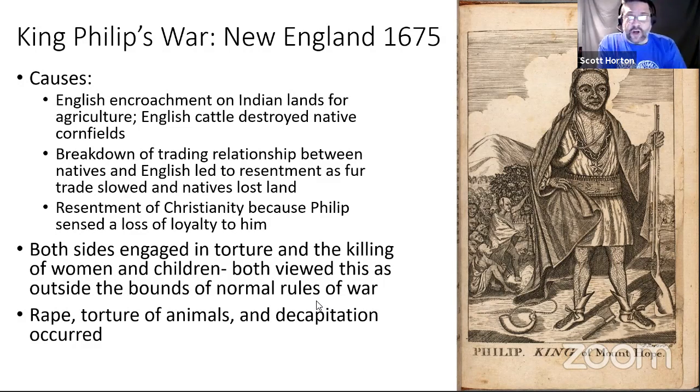And again, causes: English encroaching on Indian lands. There's a breakdown in trading relationships. Philip didn't like Christianity because he felt that natives were being less loyal to him than to the Christian folks that were there. And this turns into the bloodiest war ever in American history. One in 10 colonists were killed in the course of that. Again, both sides engage in all kinds of terrible things, including torture, killing women and children, which both sides saw as outside the normal rules of war.